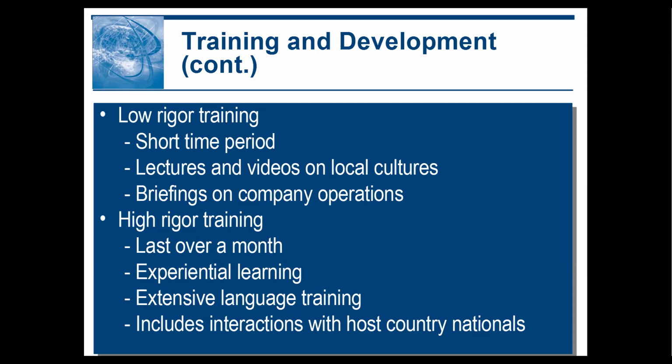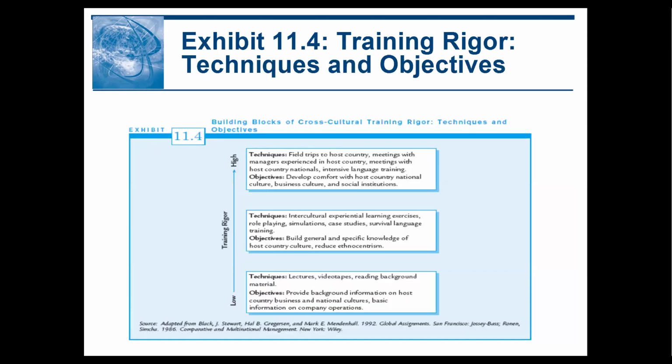Then we can discuss that type of training program, high rigor training. High rigor training is especially needed for the person who has been assigned for a period of more than 1 year. Here, you can see the most important building blocks of cross-cultural training. There is training rigor, or toughness of the training. We can see high, middle, and low.